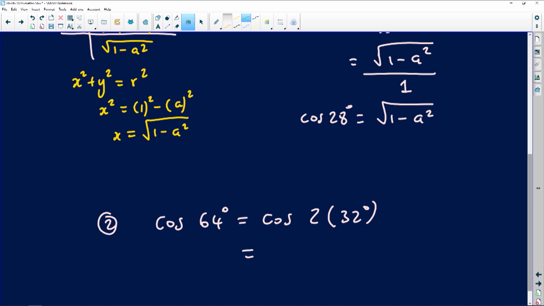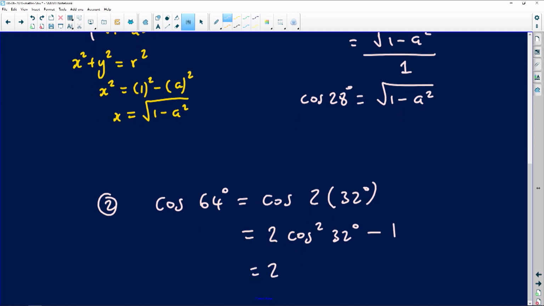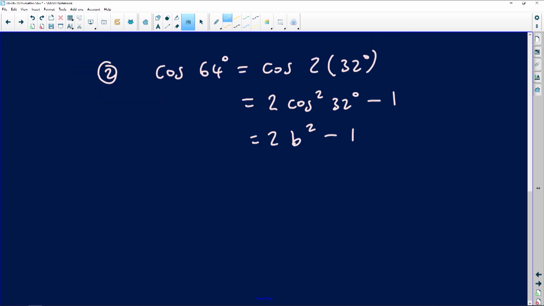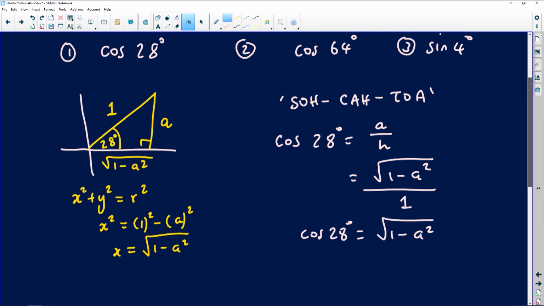So in terms of cos, my cos double angle of 32 is just going to be 2 cos squared of 32 minus 1, right? This is the expansion of a double angle of cosine. 2 is a number, I'm going to write that. Cos 32 is apparently b, there's a square, and then there's a minus 1. So that will be the solution to the cosine of 64, expressed in terms of cos, because the given information was about cos.